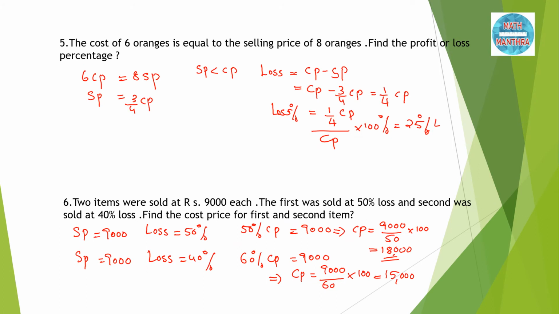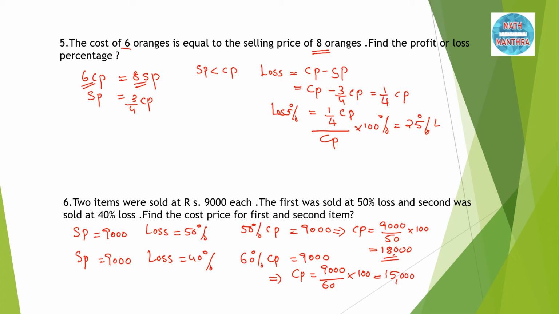Now see the next question. Question number 5. The cost of 6 oranges is equal to the selling price of 8 oranges. Find the profit or loss percent. So in this question also we have to first of all find out is it a profit or a loss. So cost of 6 oranges means 6 CP. Cost price of 6 oranges is equal to selling price of 8 oranges.